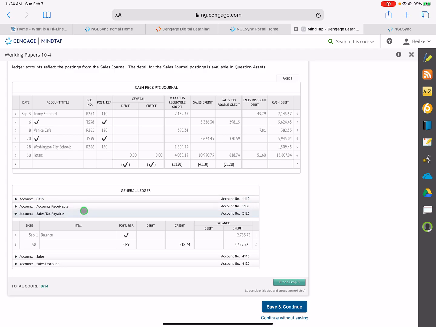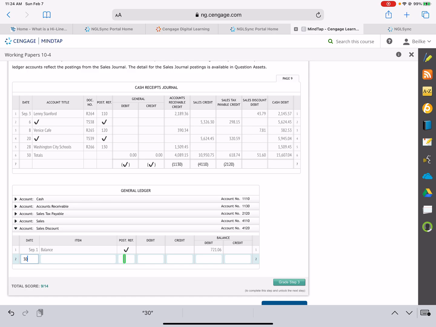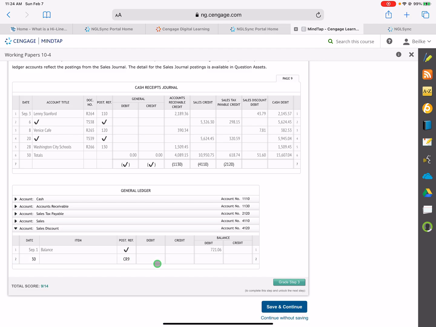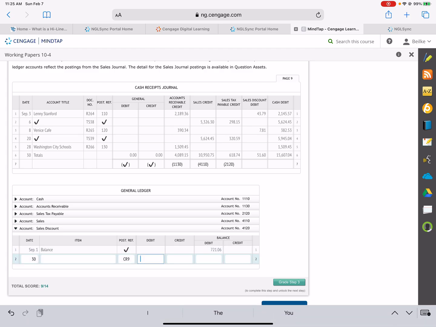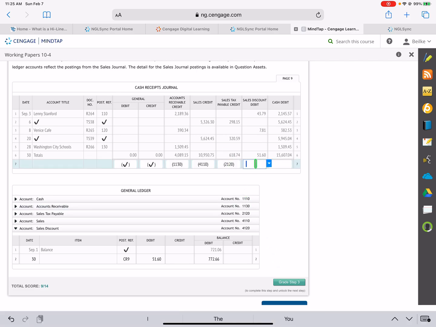Sales discount, go down to that one. The date is the 30th. CR9. Sales discount debit, so we'll go into our debit. And we'll write $51.60. Add it to the previous balance, and we'll come up with $772.66. And we'll go up here and write in 4120.